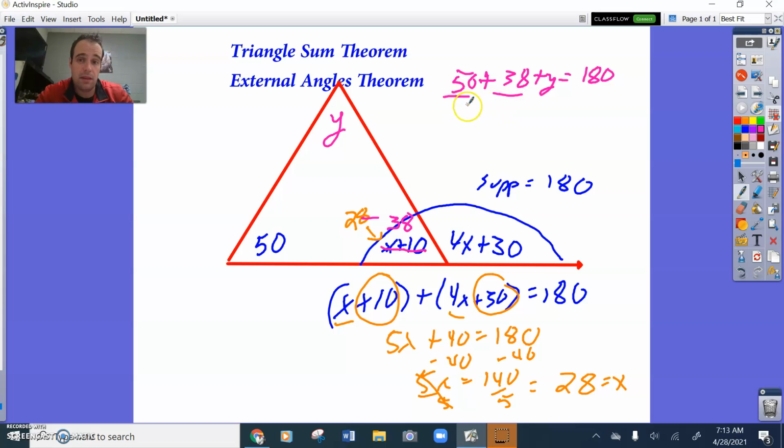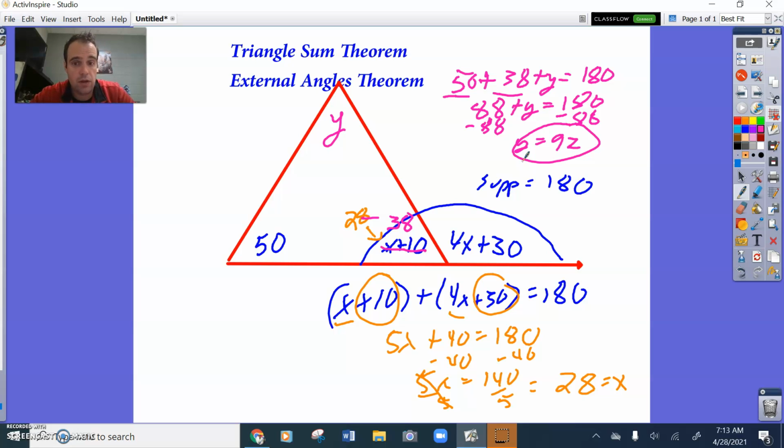Again, I would suggest combine like terms. That gives you 88 plus y equals 180. You can now subtract the 88 from both sides, and you should get a final angle of 92. It also tracks from a relative size perspective. That's how you might use these to find the missing angles of a triangle when given an external angle.